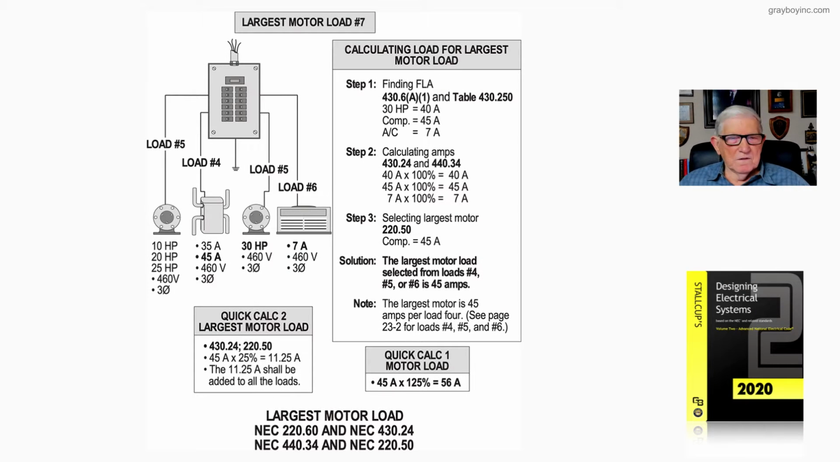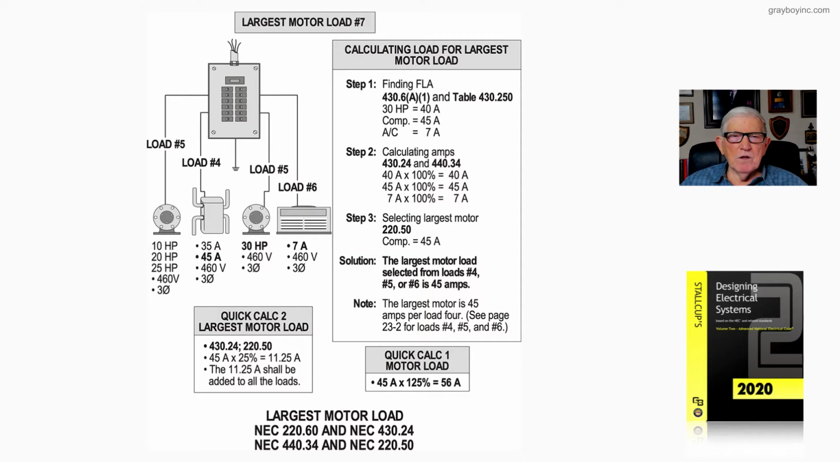Now let's take a look at this figure 23-16. And we're figuring the final load, the seventh load, largest motor. Now notice in load number 5 to the left of the illustration, we have a 10 horse, 20 horse, 25 horse, 460 volt three-phase motors. And then we have load number 4, which was our industrial compressor motors, 35, 45, 460 volt three-phase.